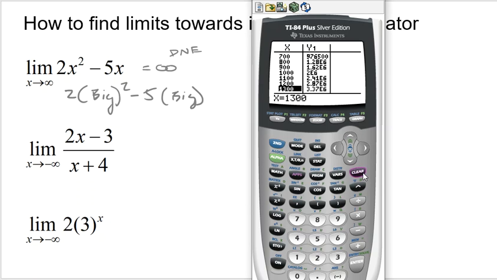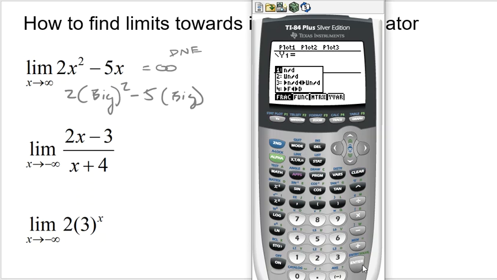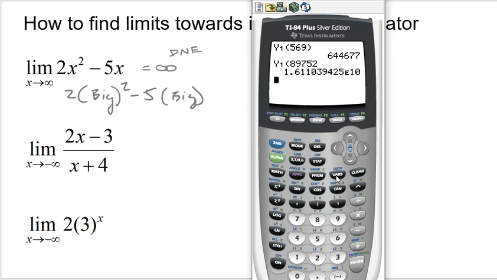Let's do a second example here. So again, y equals, clear that out. Be careful. I'm going to go alpha y equals to make a fraction here. So I'm going to do 2x minus 3 divided by x plus 4. Quit out of there. Vars, y vars. Now this time they want me to go towards negative infinity. So negative infinity would be like negative 1,200.